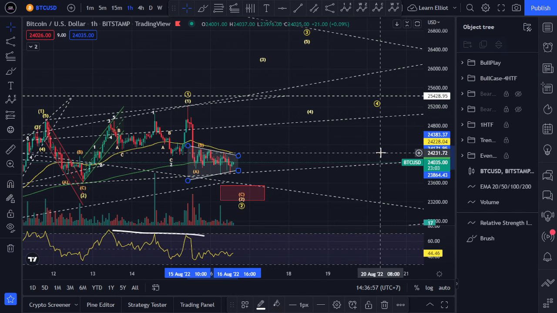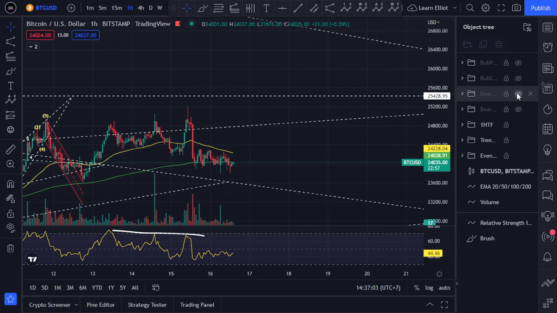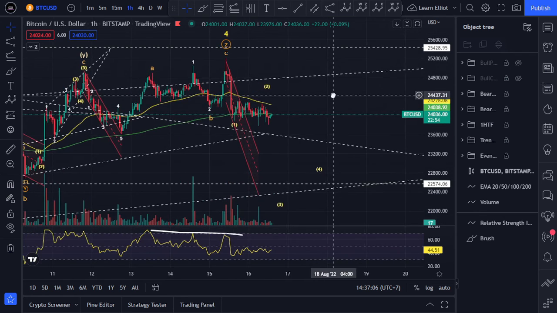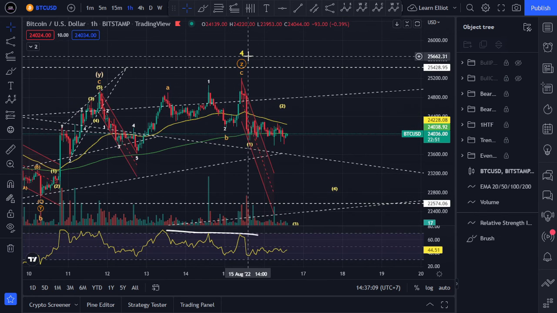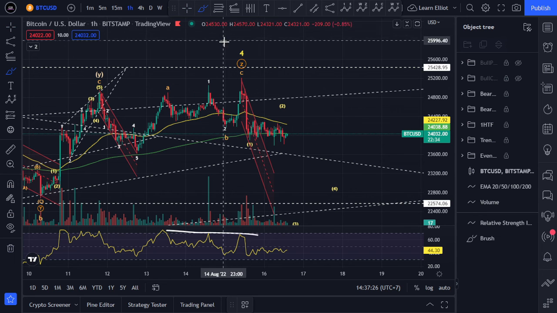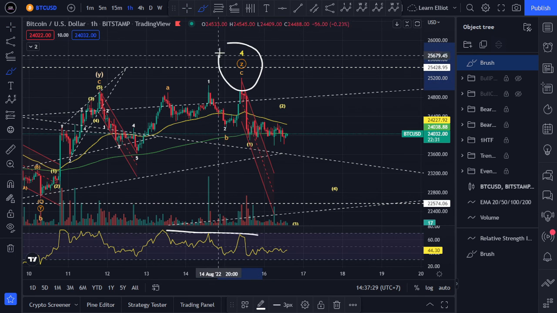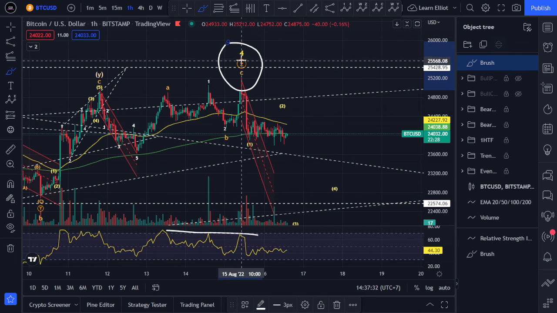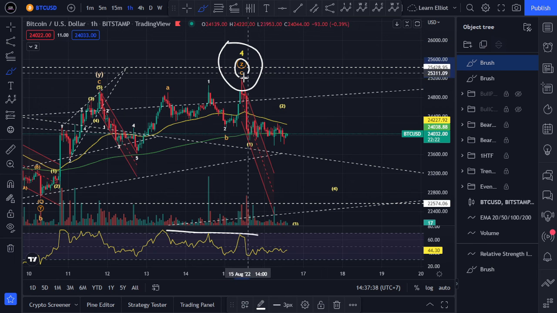Now let's go to the bear case scenario. So yep, we have a triple correction pattern and a WXYZ from the third impulsive wave to the 17,600 low back then, around June 18. And I'm assuming that we have now already completed the fourth wave here, inside of which we have a WXYZ pattern which is also complete.